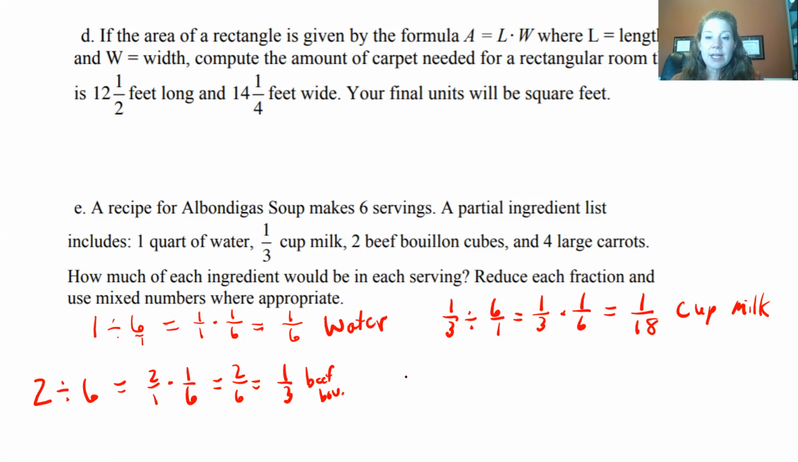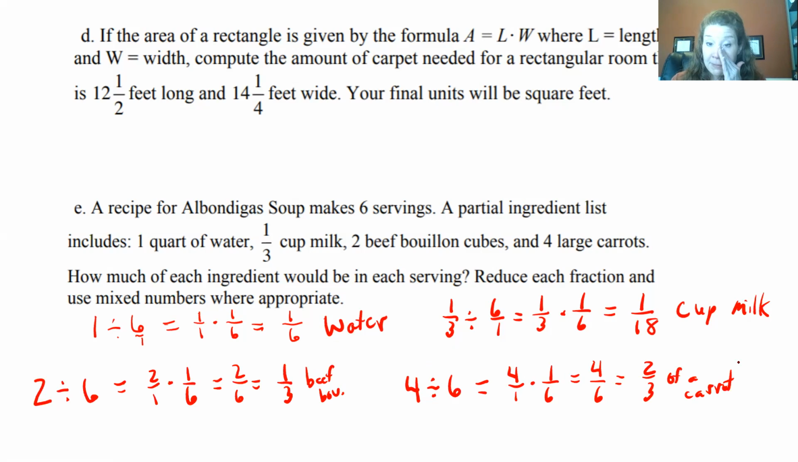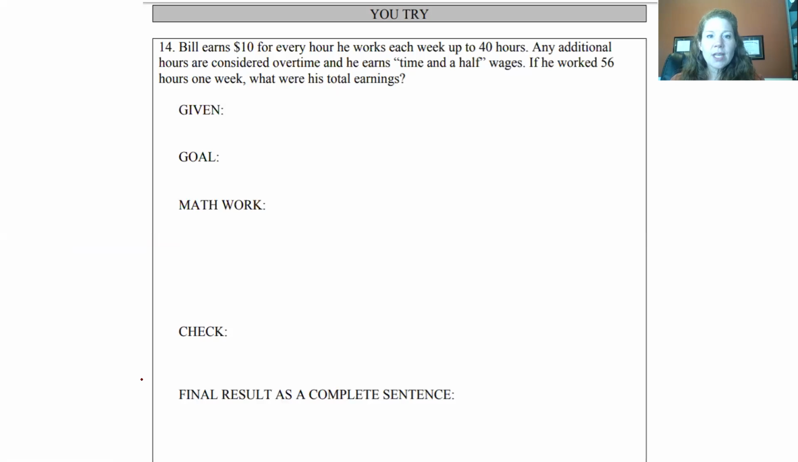Finally, we have 4 carrots. So we're going to take our 4 carrots and we want to know, divided into 6 parts, how much is in each serving. So I keep it, change it, flip it, and I get 4/6, or in other words, 2/3 of a carrot. Okay, if that makes sense. Good deal. All right, you try. So you guys try this one and see what you get, and then come back and check your answer.